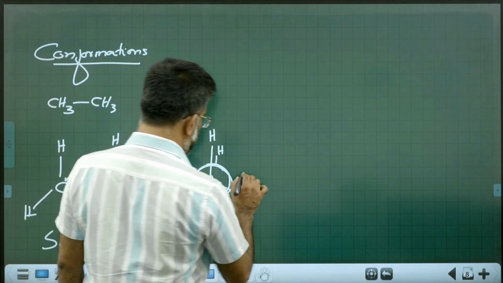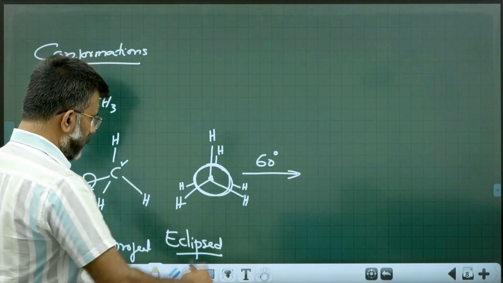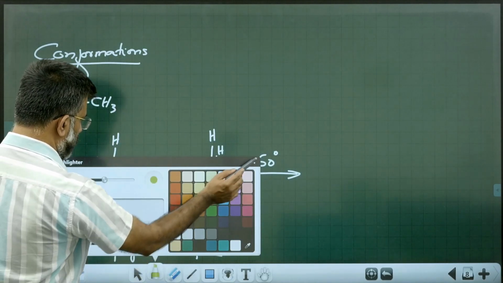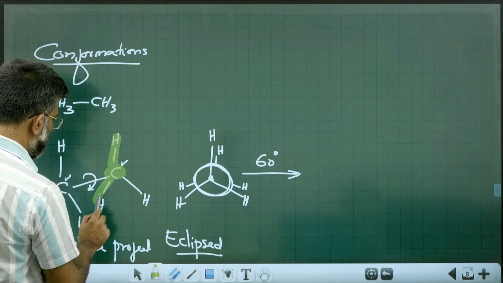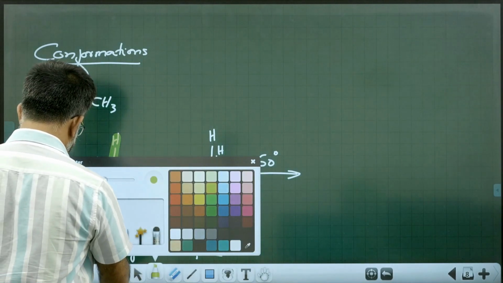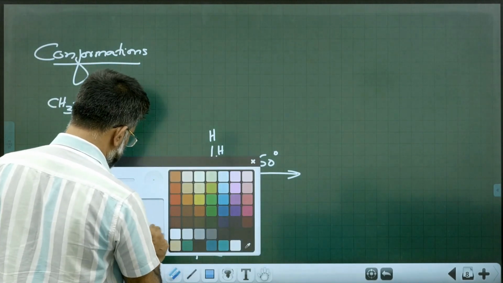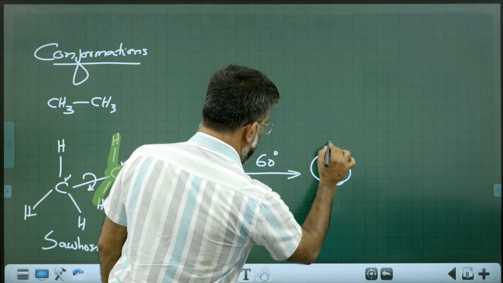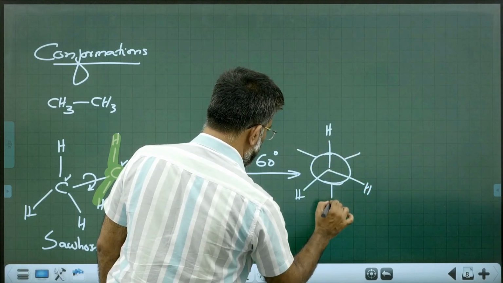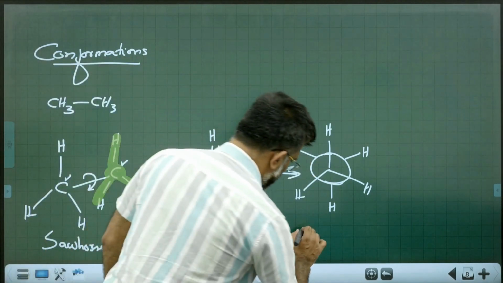Suppose the backside carbon, I am demonstrating a free rotation through a dihedral angle of 60 degrees. Imagine this carbon, along with the hydrogens, goes for a free rotation through the sigma bond. The new configuration will be somewhat like this. The front carbon along with the hydrogens stays back, while the carbon behind goes for a 60 degree rotation. It will form such a conformation. This is called a staggered conformation.